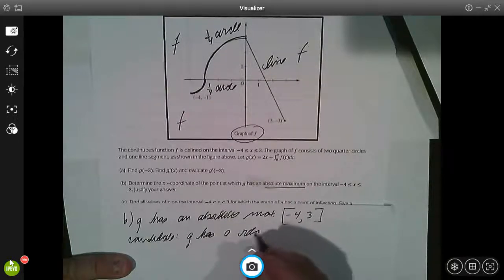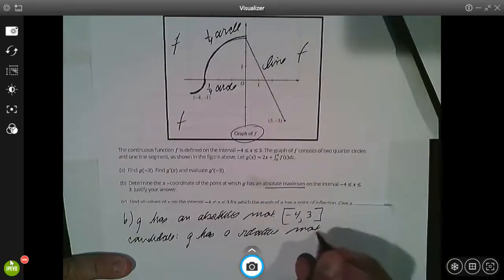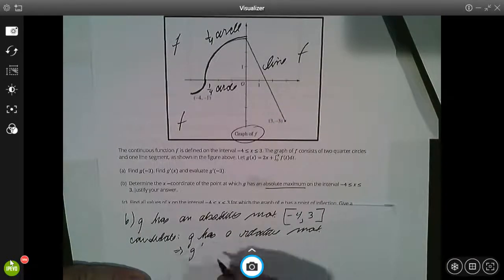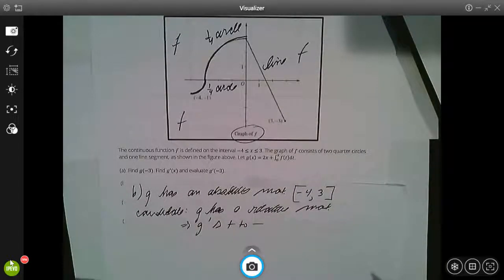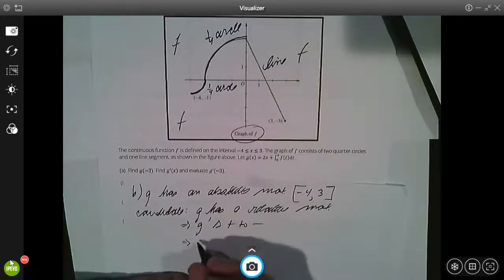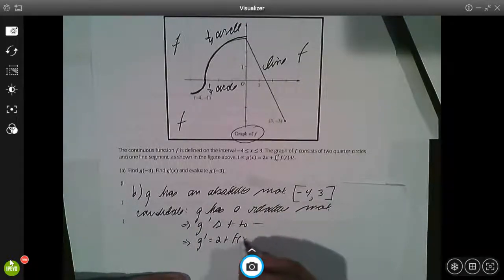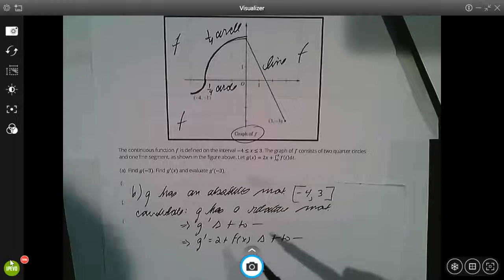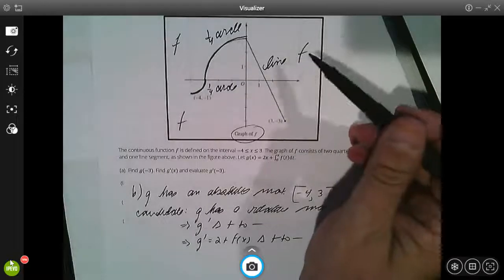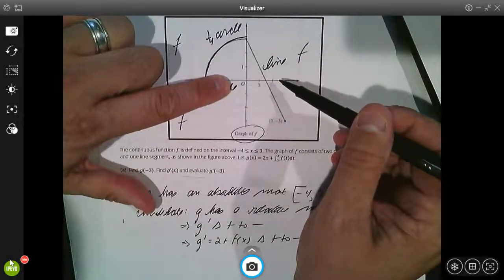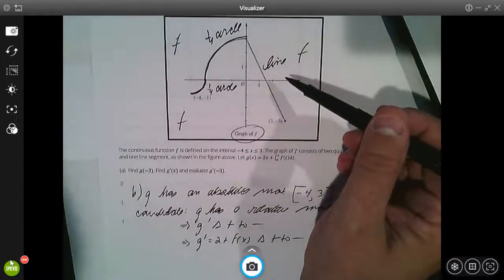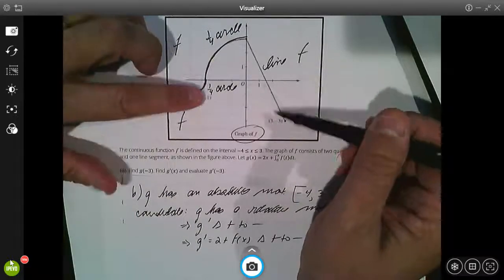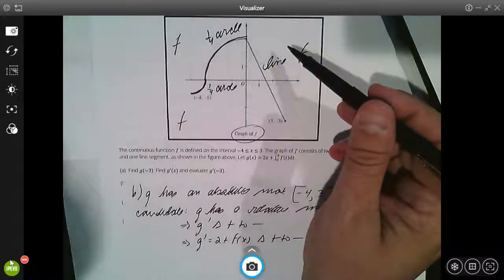G has a relative max. Well, what that means is that g prime has to make a change from positive to negative. What do we know about g prime? Well, I think we just showed that g prime is equal to 2 plus f of x. So we need the graph of 2 plus f of x to make a change from positive to negative. Now here's where things can get a little bit tricky. This is the graph of f. What does the graph of f plus 2 look like? Well, that's just going to be a matter of shifting the graph up 2 spaces.